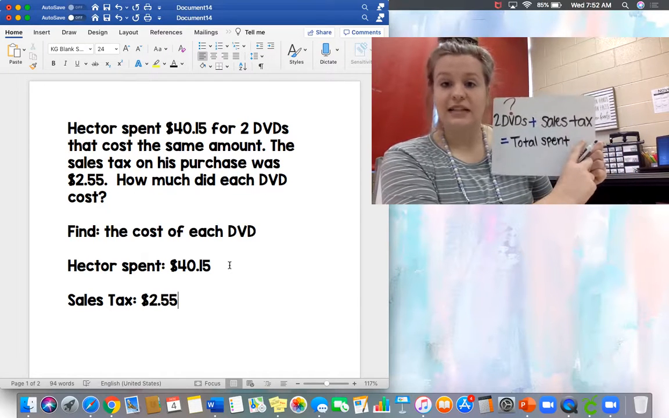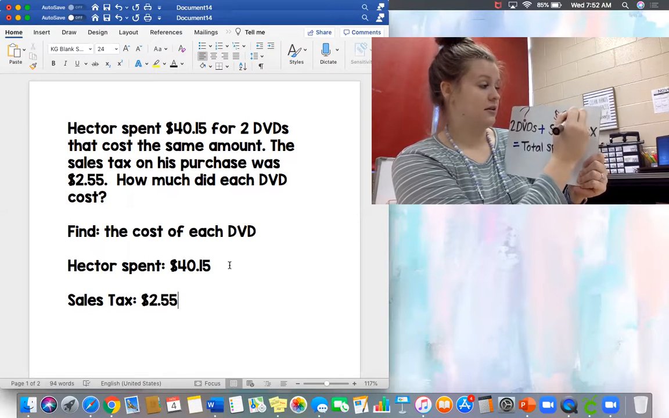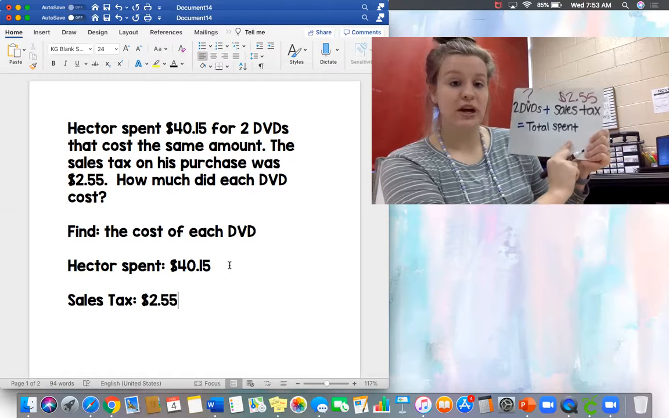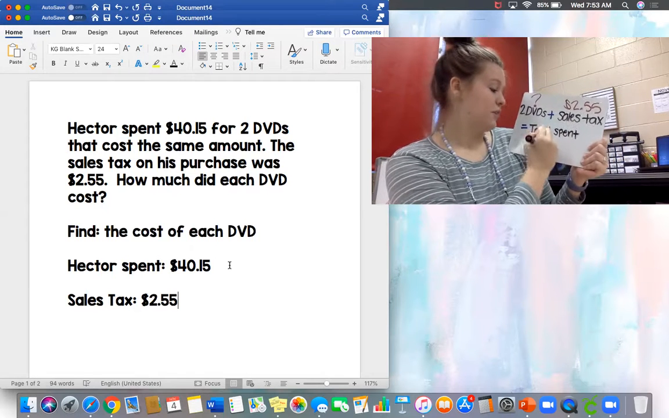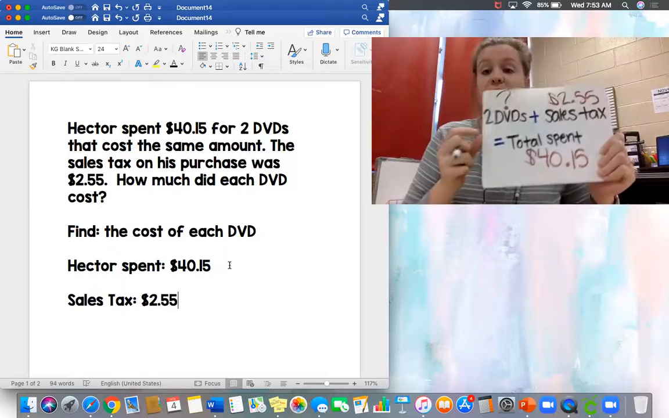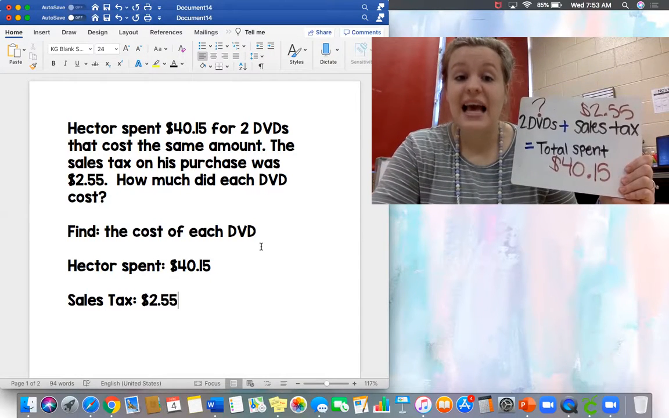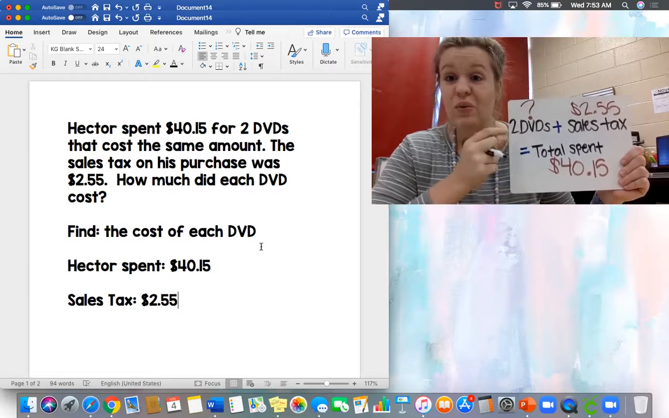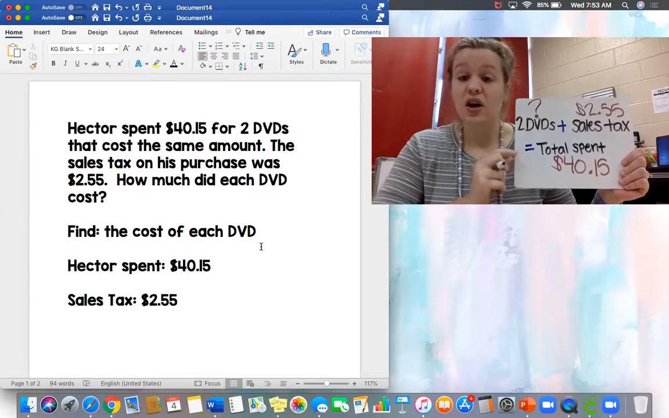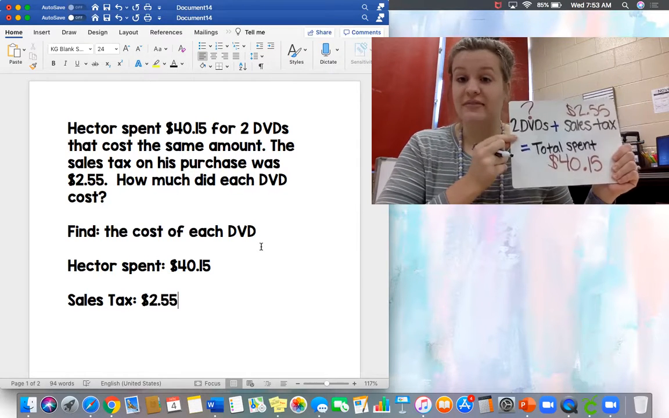How much was the sales tax? $2.55. And how much did Hector spend total? $40.15. So we know that we're trying to figure out how much these 2 DVDs cost, but it wants to say how much did each cost. So we're going to have to tell them how much one cost, right? Because each one costs a certain amount, and together they cost what we're trying to find.